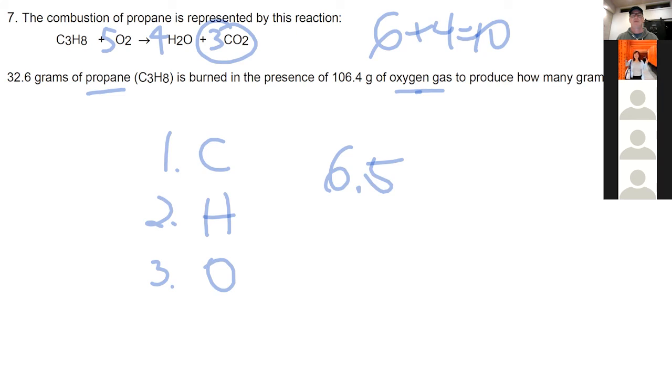Because we can't have 6.5 molecules of oxygen. So what would we do if we had like a 6.5 or 5.5? How will we get all even numbers in our reaction? All whole numbers.